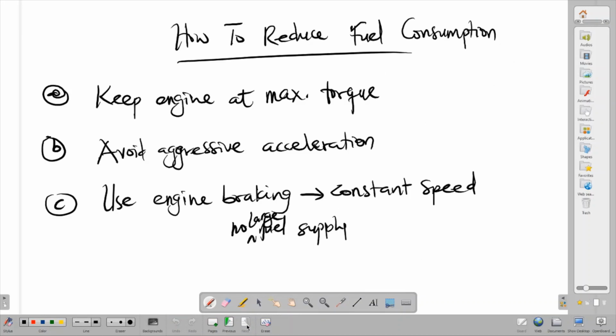Then I also mentioned how we can reduce fuel consumption. One way is to keep the engine at a maximum torque, that is at an RPM of 2,500 to about 3,500. Then we should also avoid aggressive acceleration. Instant acceleration creates instant load on the engine, which requires a high amount of fuel to overcome such load.